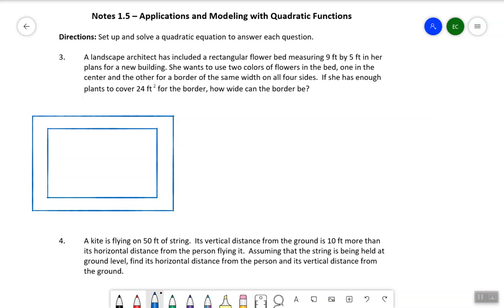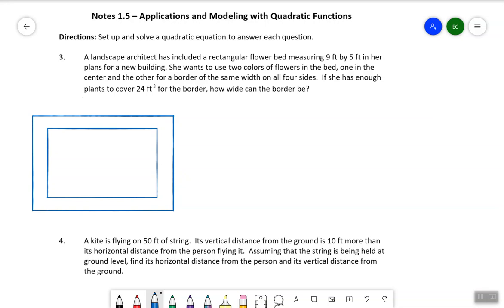Let's go on in section 1.5 and let's work a couple more word problems. Remember, in each problem we want to set up a quadratic equation to model the situation, and then we can solve that equation and answer the question that we're given.